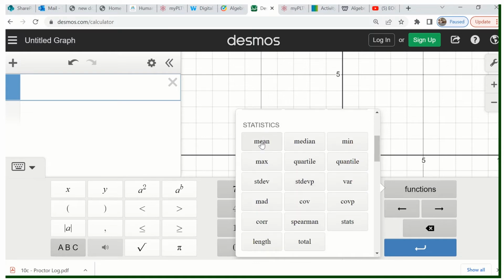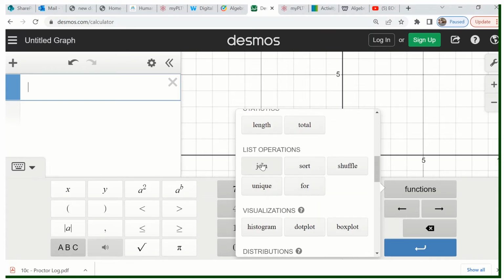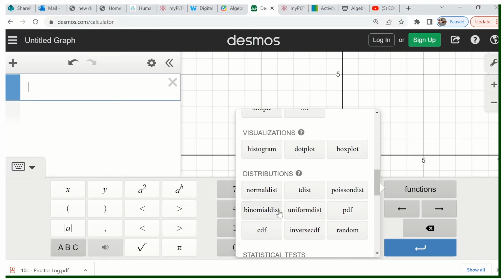Here's all our statistics: mean, median, minimum, maximum, quartile, quantile, standard deviation, and then you'll see standard deviation with a P. One of them is a sample and the other one is population, okay? So this is sample, this is population. I do not even know what the rest of this stuff is, okay? Mad core length. I know what the beginning part is. If I go down here: join, sort, shuffle. These are like operations for logic.